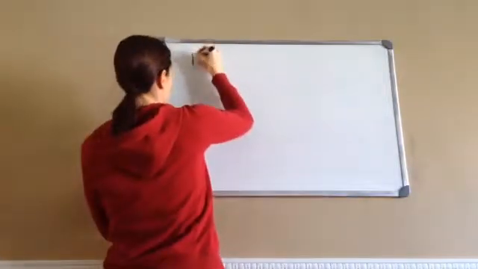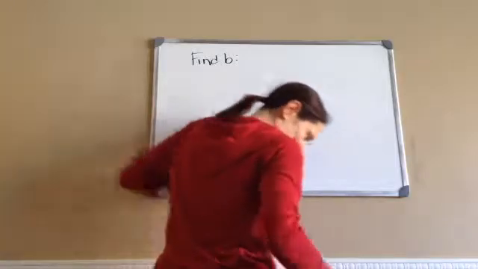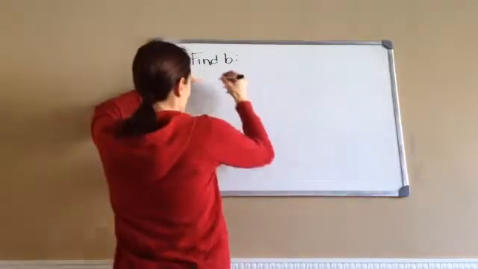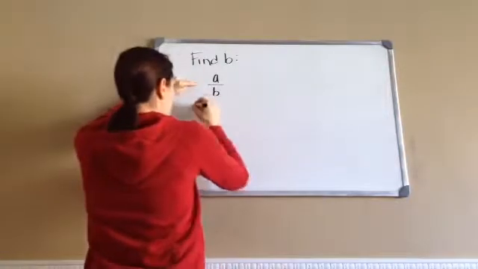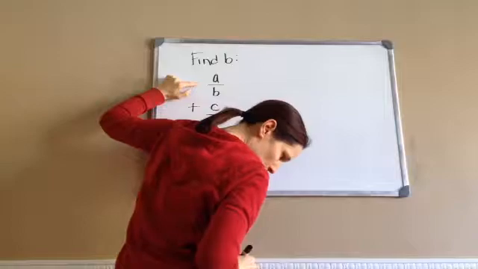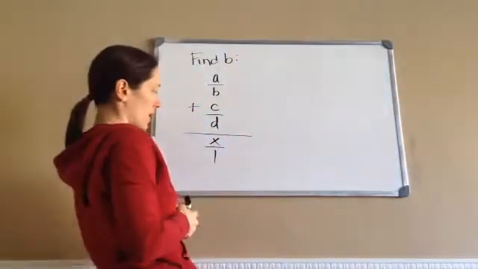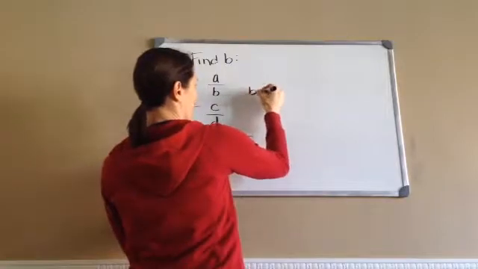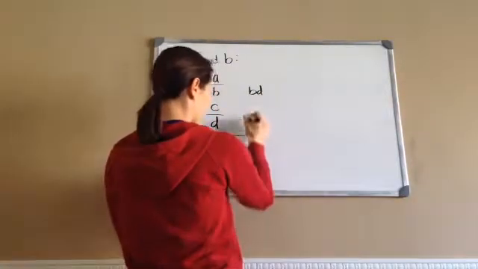Okay? Here we go. This one says find b. Now, I'm going to write this in vertical form, so a over b plus c over d equals x, and I'm going to make it x over 1. On this one, our common denominator is going to be bd.